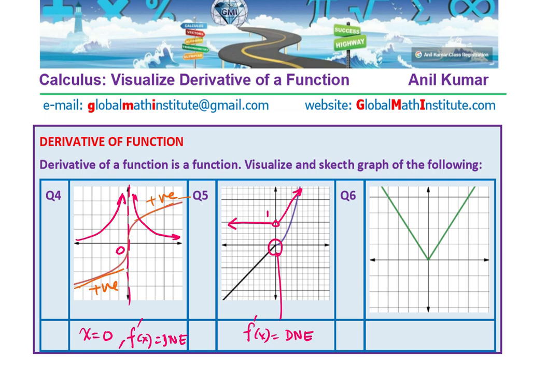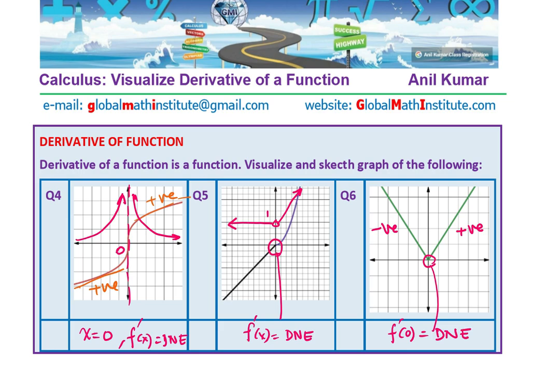Perfect. Next graph here is the absolute function, right? Now in this particular case, you see that the derivative is negative on the left side of origin and positive on the right side. So at this particular point, it is not defined, right? So once again, the derivative at 0 does not exist. Is that clear to you? So that is represented by a hole, right?